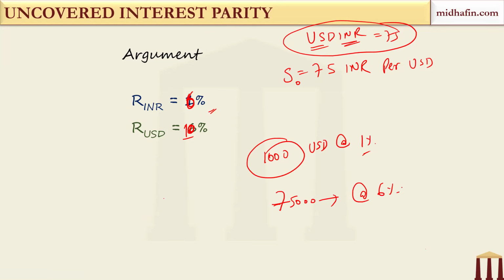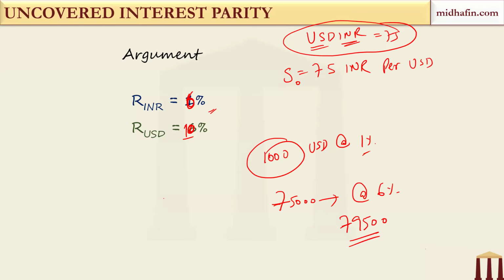Total amount earned after 1 year, including the principal amount. So principal is 75,000. How much will be the interest at 6%? 6% of 75,000 is how much? Fast, quickly. 4,500. So if we add 4,500 to 75,000, how much you're going to get? 79,500. So 79,500 is your final amount. Sorry, not principal. Principal plus interest, which is the amount.